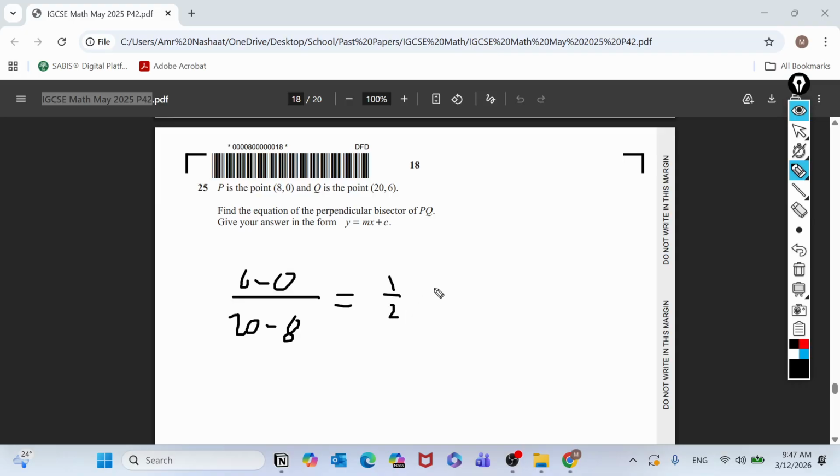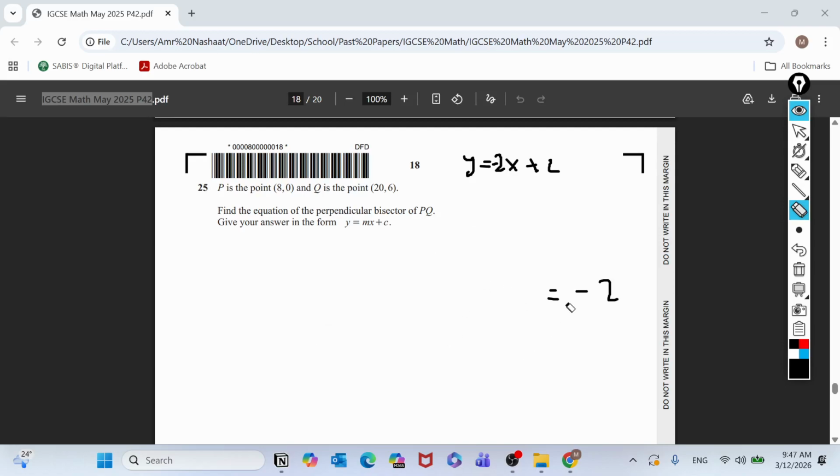So the slope of the perpendicular bisector, because it's perpendicular, you do negative over the slope, negative 1 over the slope, so negative 1 over 1/2, which is equal to negative 2. So that's the slope of the perpendicular bisector of PQ. So now we have y equals negative 2x plus c. Now how do we find c? We need a point on the line to find c.